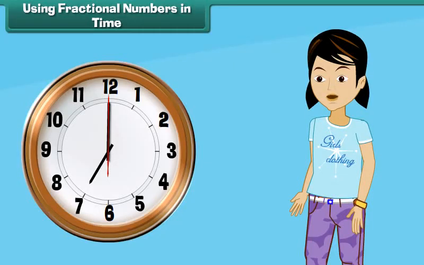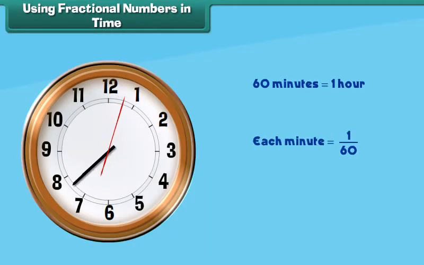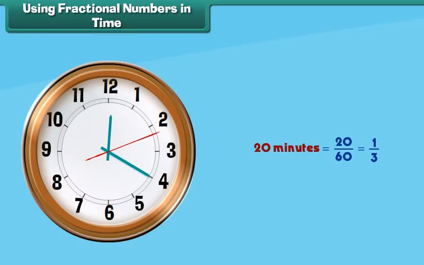Can we divide time into fractions? Yes, look at this clock. The hours would be the whole numbers and the minutes would be the fractions. Since there are 60 minutes in an hour, each minute is 1/60. You can say 20 minutes would be equal to 20 divided by 60 and it will be equal to 1/3.